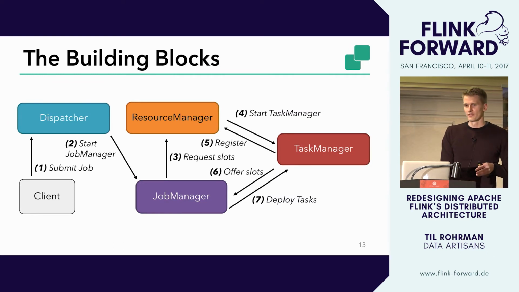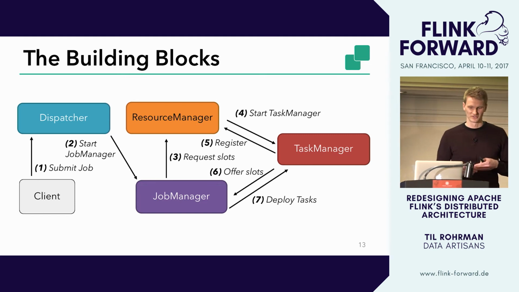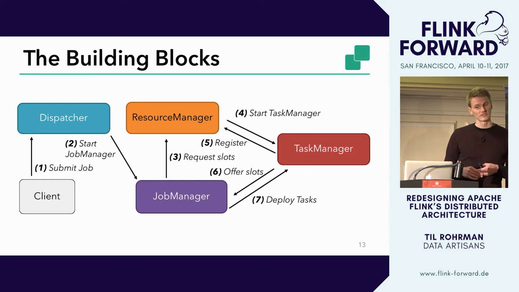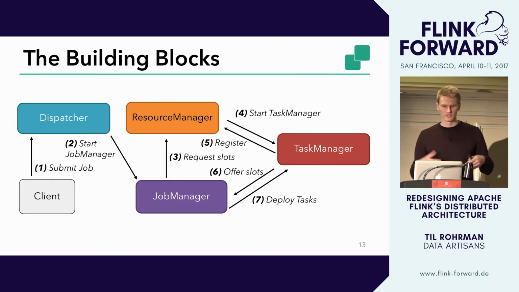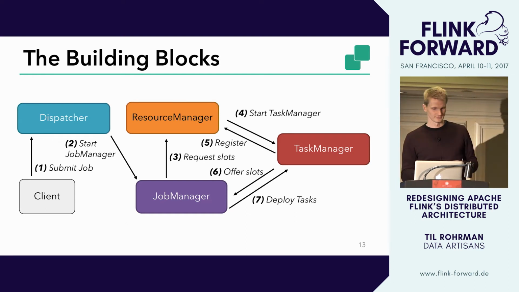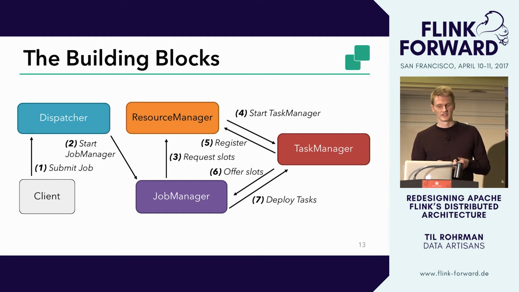So since all theory is gray, let's take a look at how we can combine these building blocks to build a running Flink cluster. We assume that we have a dispatcher and a resource manager running, and now we want to submit a job. So we will start a client with a job, and the client will submit this job to the dispatcher. The dispatcher will then start a job manager, initialized with this job.